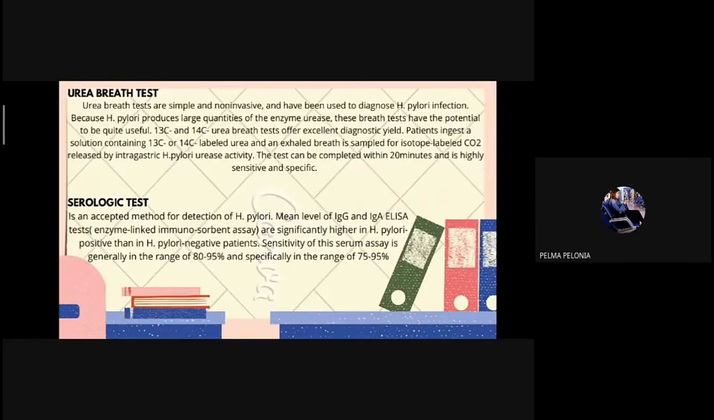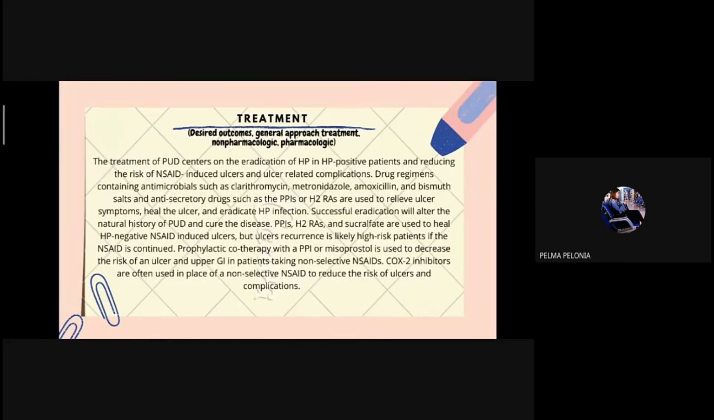For the treatment, the goal is to treat Helicobacter pylori positive patients and reduce the risk of non-steroidal anti-inflammatory drug induced ulcers and ulcer-related complications. Drug regimens containing antimicrobials such as clarithromycin, metronidazole, amoxicillin, and bismuth salts, and anti-secretory drugs such as the proton pump inhibitors or H2RAs are used to relieve ulcer symptoms, heal the ulcer, and eradicate HP infection. Successful eradication will alter the natural history of PUD and cure the disease.